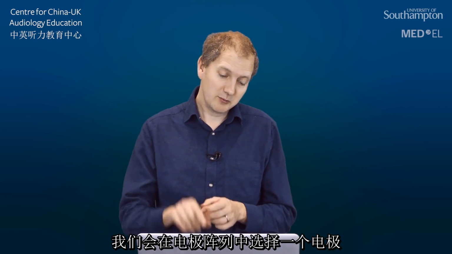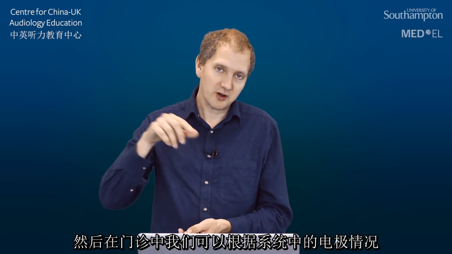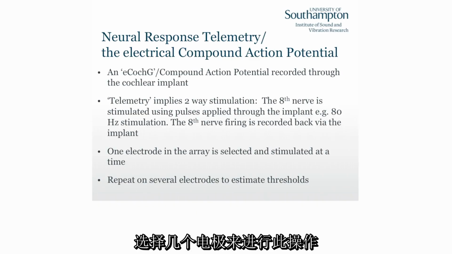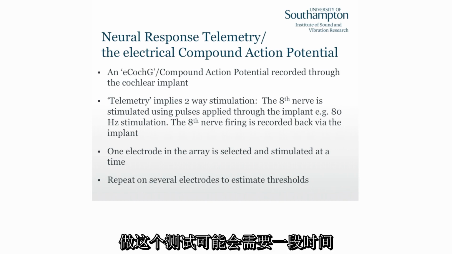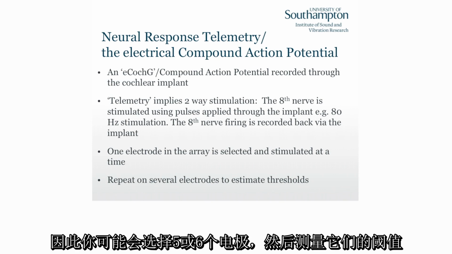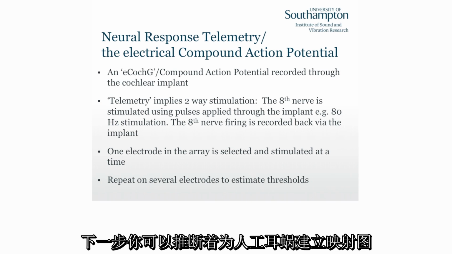When we carry this out, we would select one electrode in the implant array. We would stimulate on a single electrode at a time. And then over a clinical session, we might do this across a few electrodes. Depending on the number of electrodes in the system, it can take a while to make these recordings, so you may not be able to measure threshold on all the electrodes in a single session. So you might choose maybe 5 or 6 electrodes, and you're going to measure threshold on that sample, and then you might extrapolate to set up a map for the implant.